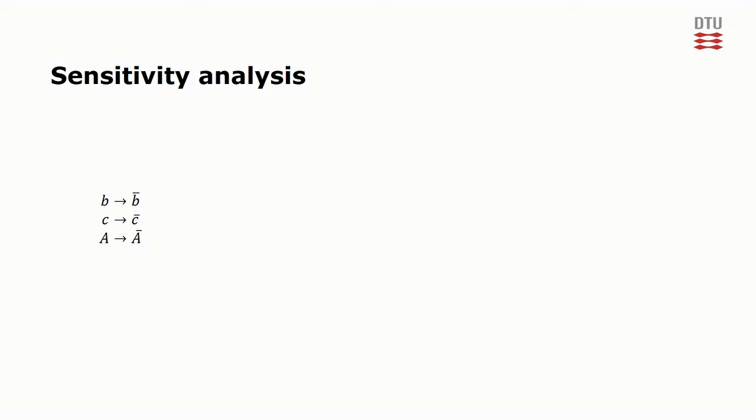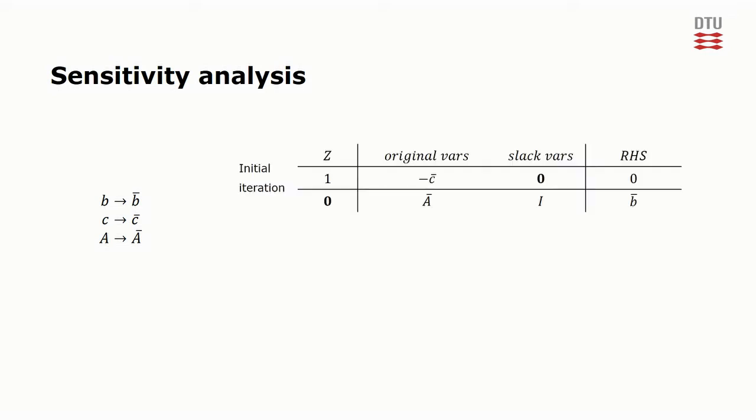B could be B bar, C might instead have the value C bar, and A might actually be A bar. In that case, we could of course simply run the simplex algorithm from the start once more with the new parameters. But we could also take a shortcut and use the fundamental insight to calculate how the new parameters have changed. What was the final tableau before? The new initial tableau is shown on the right.